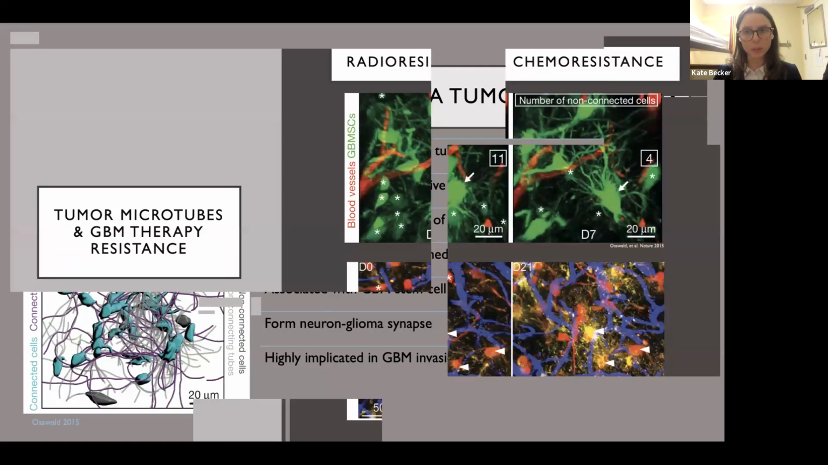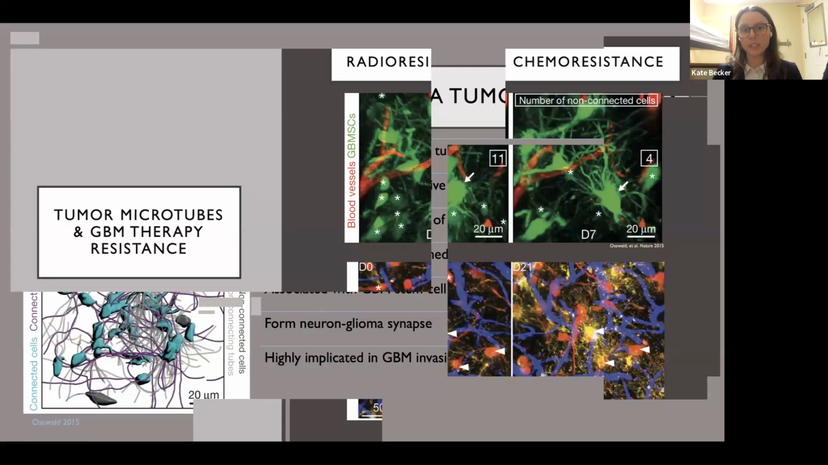So to put a little bit finer point on what I mean when I say that these structures are highly implicated in GBM therapy resistance, we know from some really very elegant studies from Frank Winkler's group out of the University of Heidelberg that GBM cells that are connected to the tumor microtube network are overwhelmingly the cells that survive both radio and chemotherapy. So we can see in the top panel here that the starred cells on the left are cells that are not connected to the network. This arrowed cell in the middle is a cell that is connected, and we see tumor microtubes coming out of it.